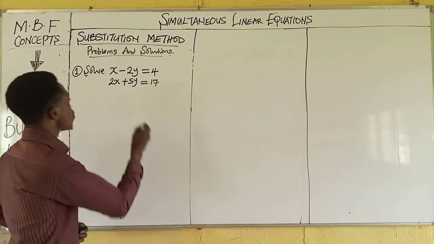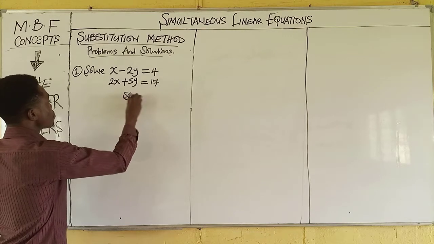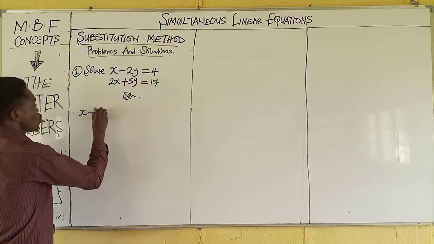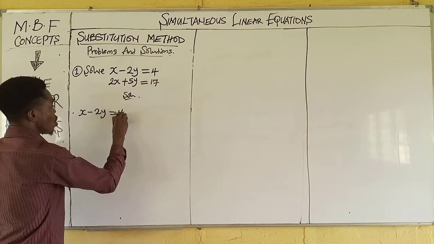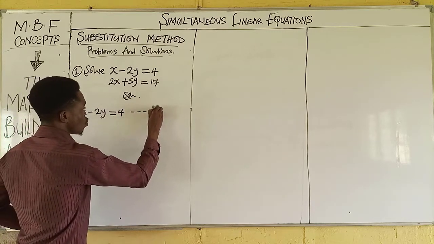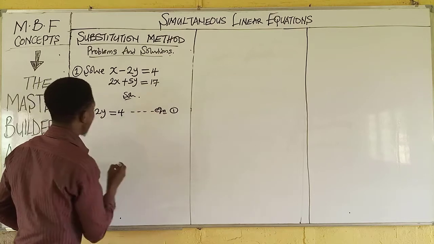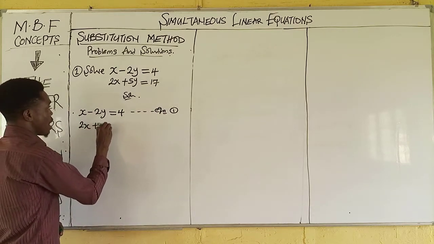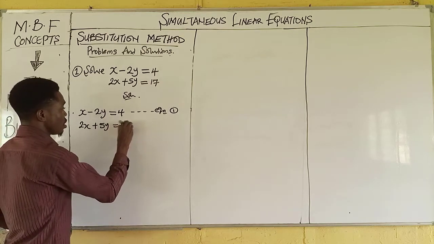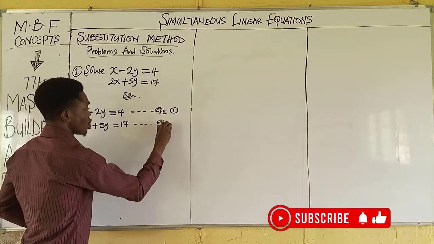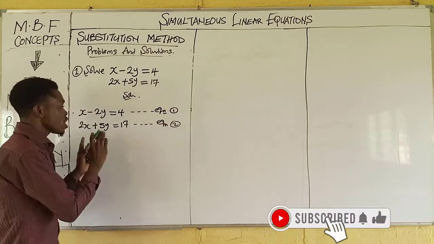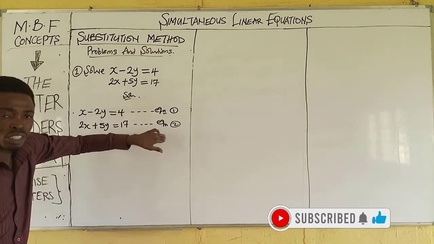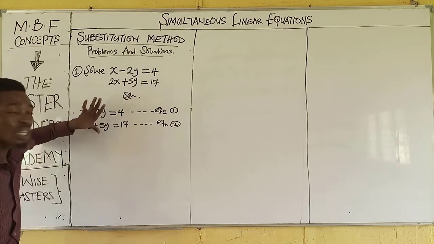In this equation, we have our solution. Now we have equation 1 as x plus 2y is equal to 4. On your own, you can label this as equation 1. Then secondly, we have 2x plus 5y is equal to 17. We call this equation 2. So at this point, we are using the substitution method, so I need to make equation 3 from any of these two equations.